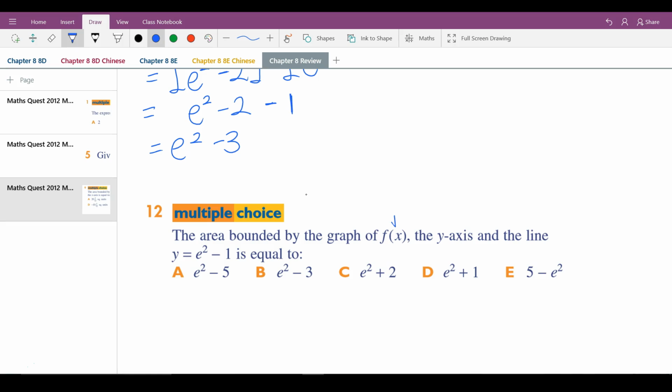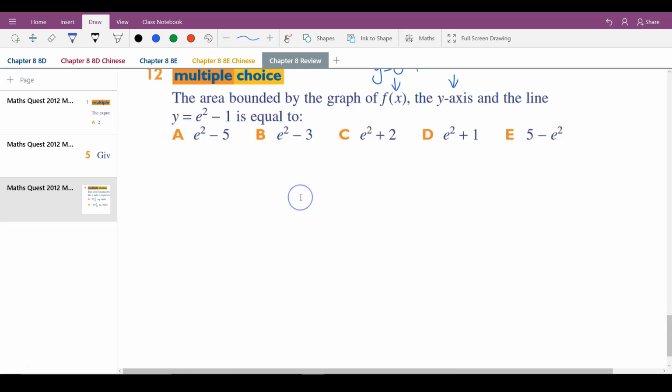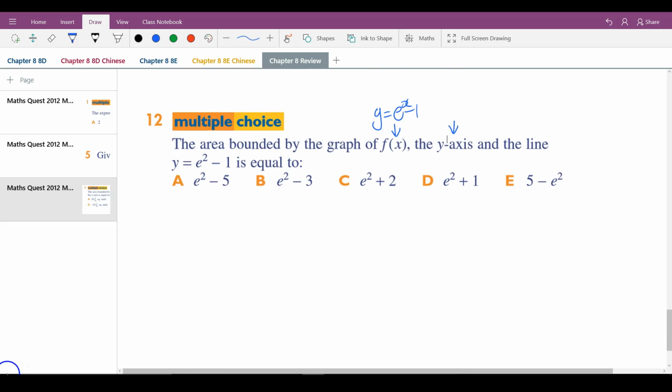Just to let ourselves know, that is just e^x minus 1, the y-axis. Ooh, this time it's the y-axis. Tricky. And the line y equals e^2 minus 1. Alright, so we need some visuals here. Let's go to Desmos.